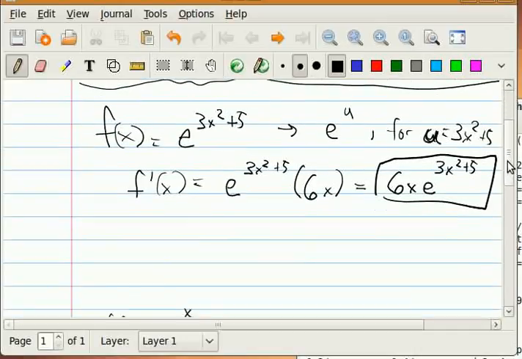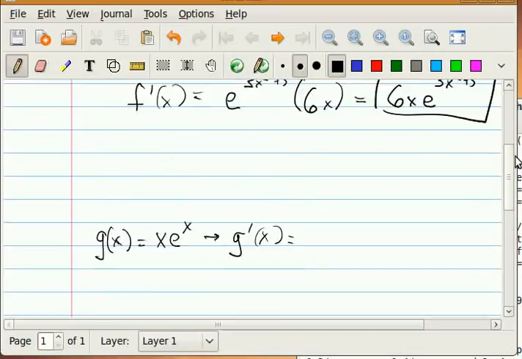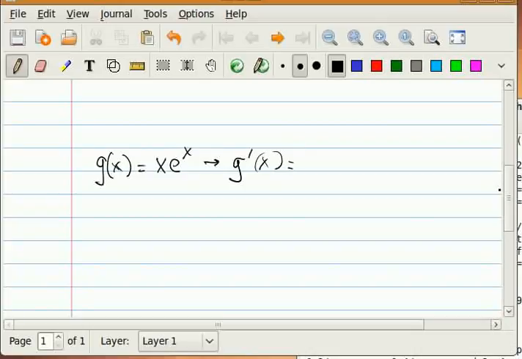Okay, so let's look at another one here. G of x equals x e to the x, or x times e to the x. And again, the question is, what's the derivative of this function? Well, actually, if you look at the power of e we have, it is just e to the power x. So we will be able to use this nice, simpler rule. But that's not all the function is. It's x times e to the x.